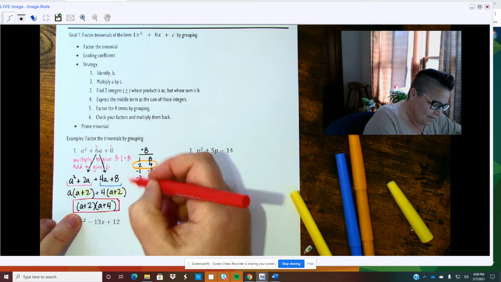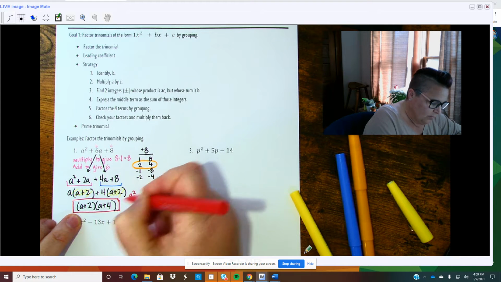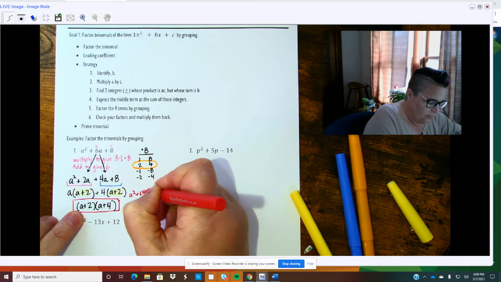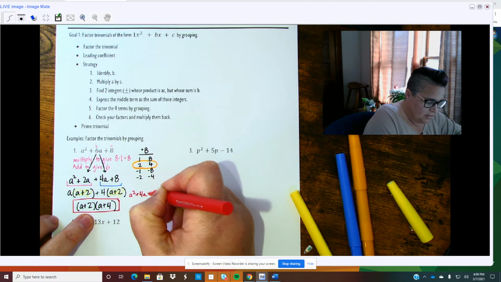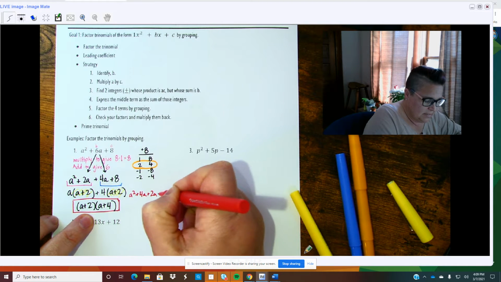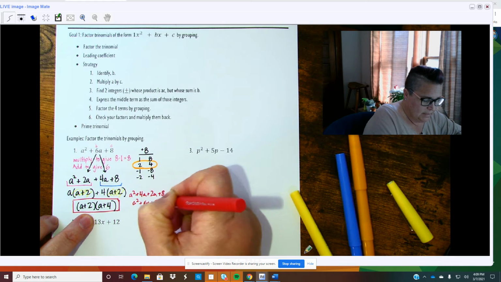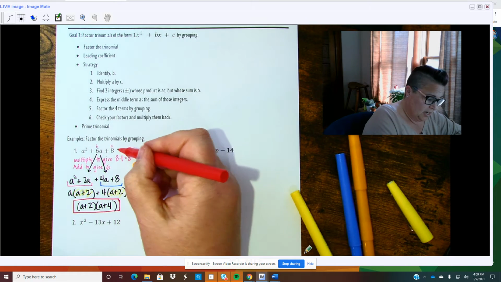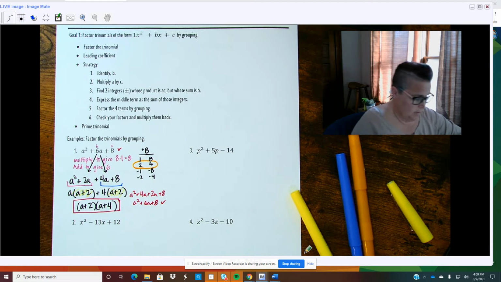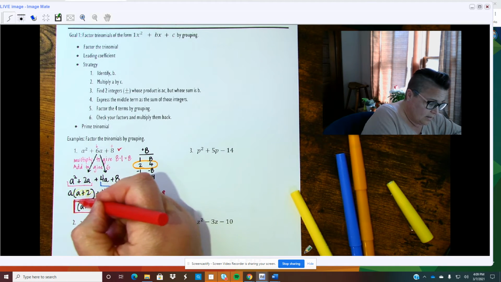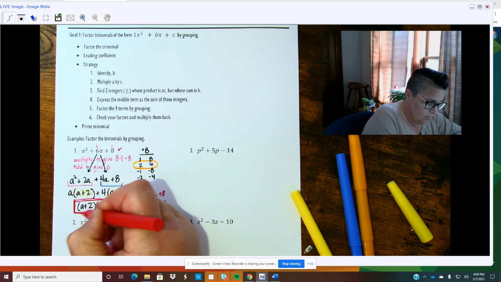A times a is a squared first, outside is 4a, inside is 2a, last is 8, or a squared plus 6a plus 8, and it does check with the original problem. So these represent the factored form.